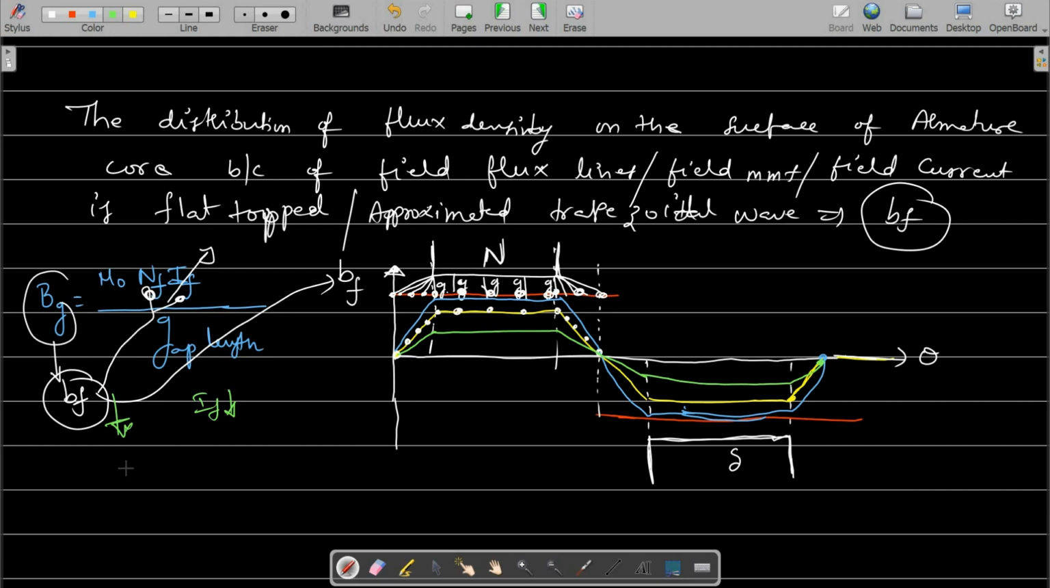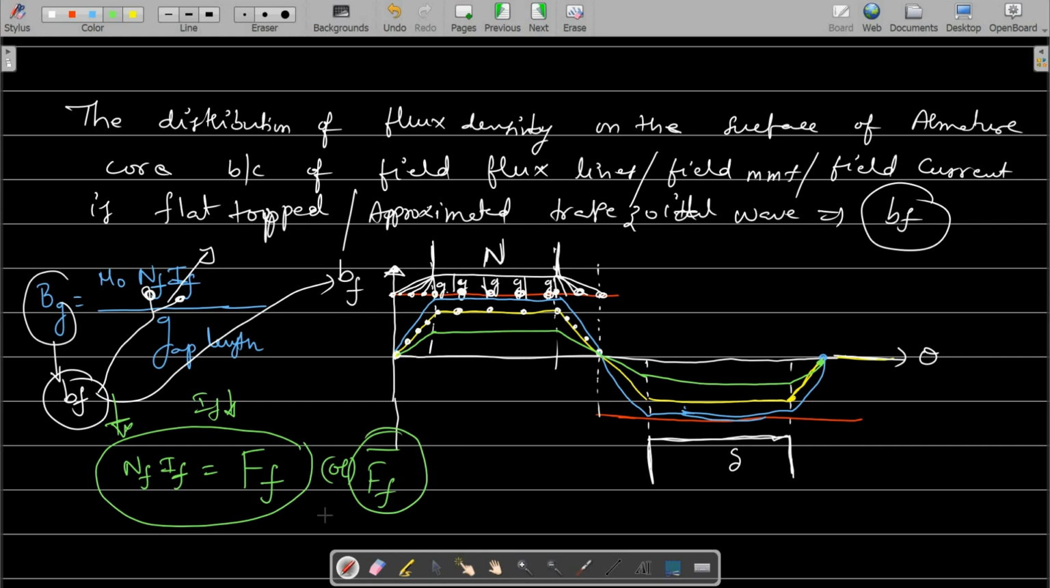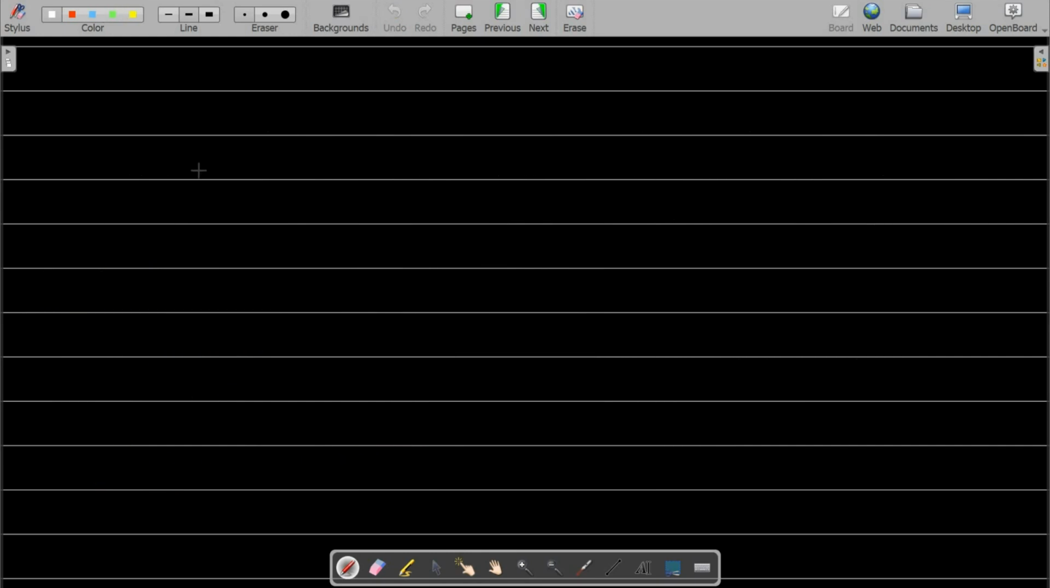So now, I can also say that this NF IF is nothing but the field MMF per pole, and I represent this as FF, or FF bar. It is a space vector. The meaning of this FF bar is nothing but NFIF.